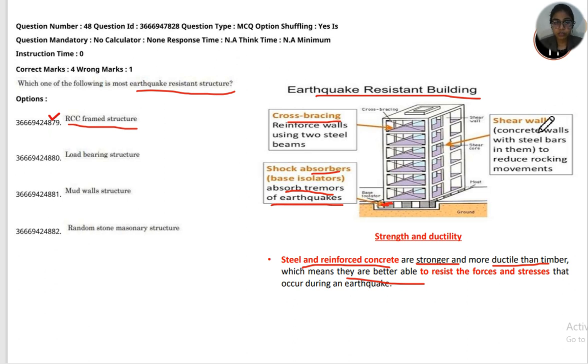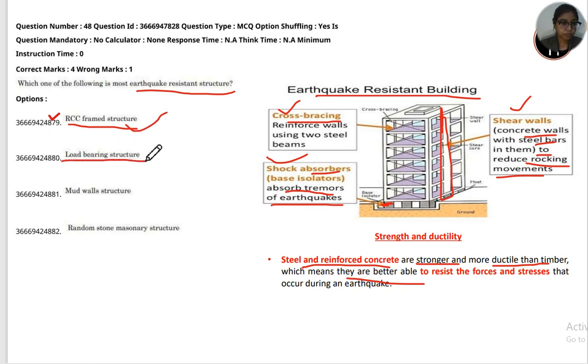When you talk about the shear wall, these are concrete walls with steel bars in them to reduce rocking movements during the earthquake which shake the buildings. So with the help of these structural elements, we can resist the earthquake. That's why we prefer RCC framed structure in the case of earthquakes.